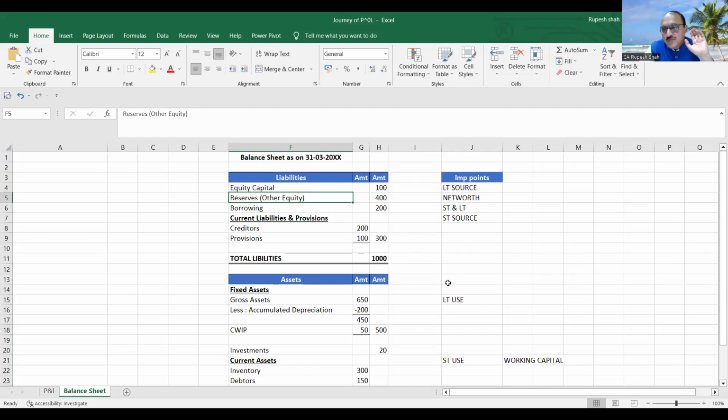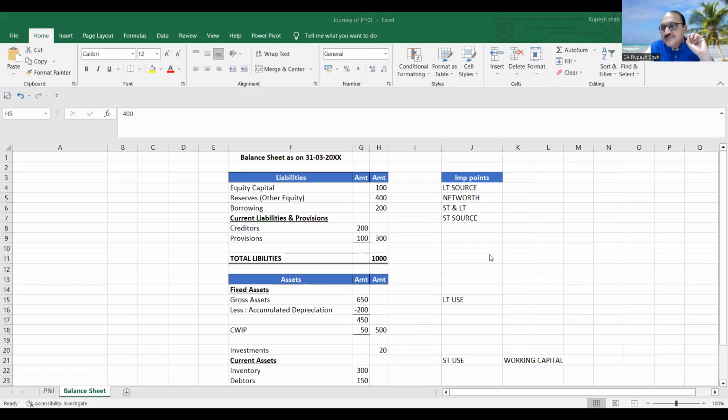Then comes reserves and surplus. That means my share premium, reserves in share premium account, general reserve, surplus in P&L account. There is my plowback of the profits, etc. These are also the money which belongs to the shareholder, appearing as reserves and surplus. If you look at the latest balance sheet of any company in India, the terminology used is other equity, because the accounting standard has changed. Say, let us say this is 400. And that is also a very long-term source of money.